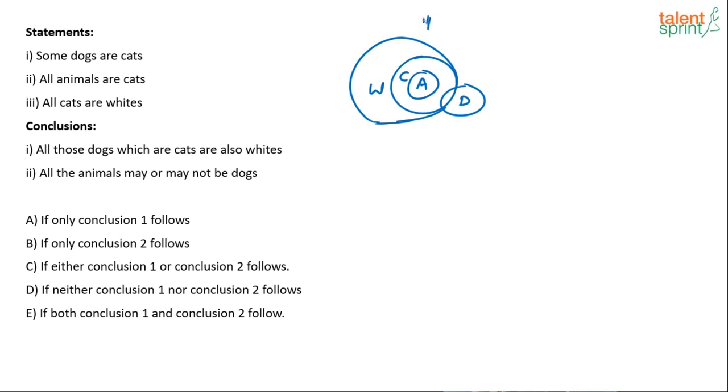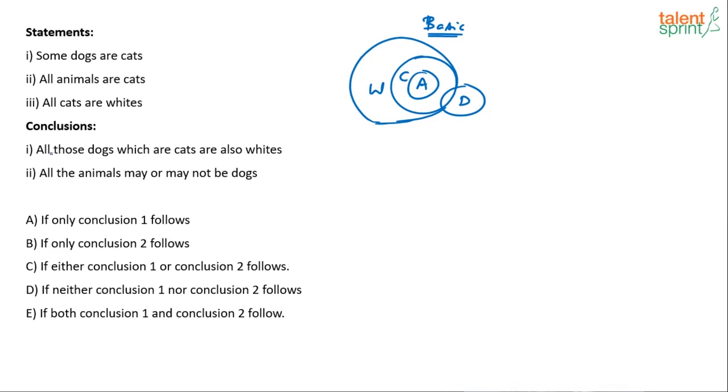You can just look at the statements again to see if we have followed it properly, right? Some dogs are cats. Dogs here and cats here, right? Some dogs are cats. All animals are cats. All the animals are cats, and all the cats are whites. So that's the basic diagram. Now look at the conclusions.